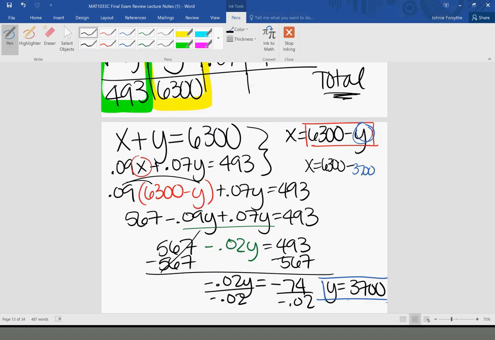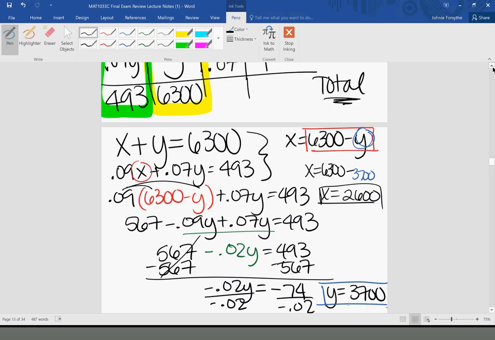And so 6,300 minus 3,700 equals 2,600. Now, it's super important that you remember what these values mean. So that's why the table is helpful, or somewhere you want to make sure you wrote down what x represents and what y represents.